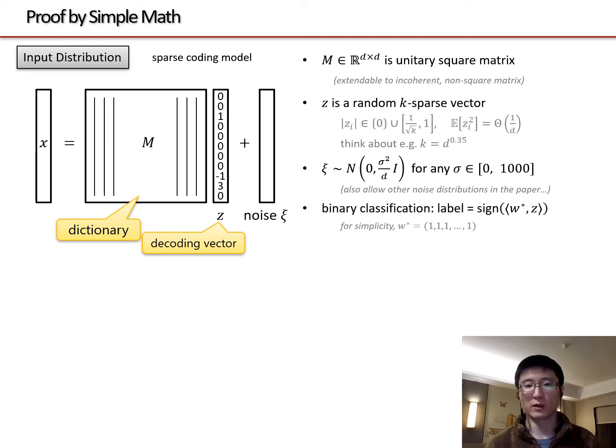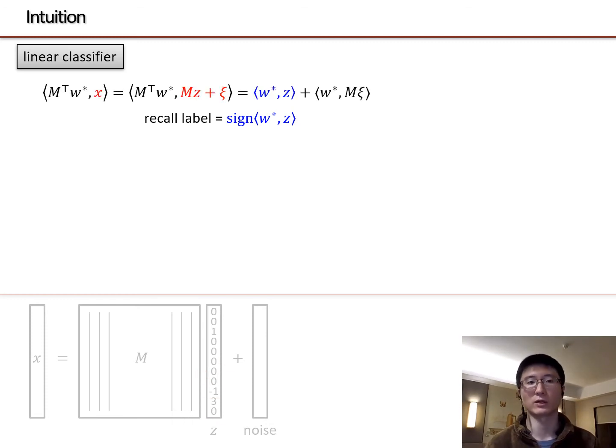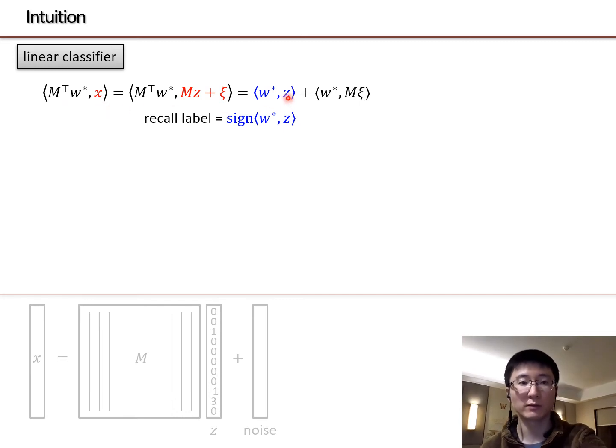And to begin with, let me first show you that this seemingly linearly classifiable data, why linear models do not work on it. Okay, so let's think about a linear model first to tackle this distribution. So recall that the label is a linear function, but it's on the decoding vector z. It's not on x, but it's on the decoding vector z. So therefore, the most natural linear classifier one should construct is the following. That is to take the m transpose times w star then times the input x. So this function actually, its main signal part is precisely what we want, but it also has some noise sitting on top of it.